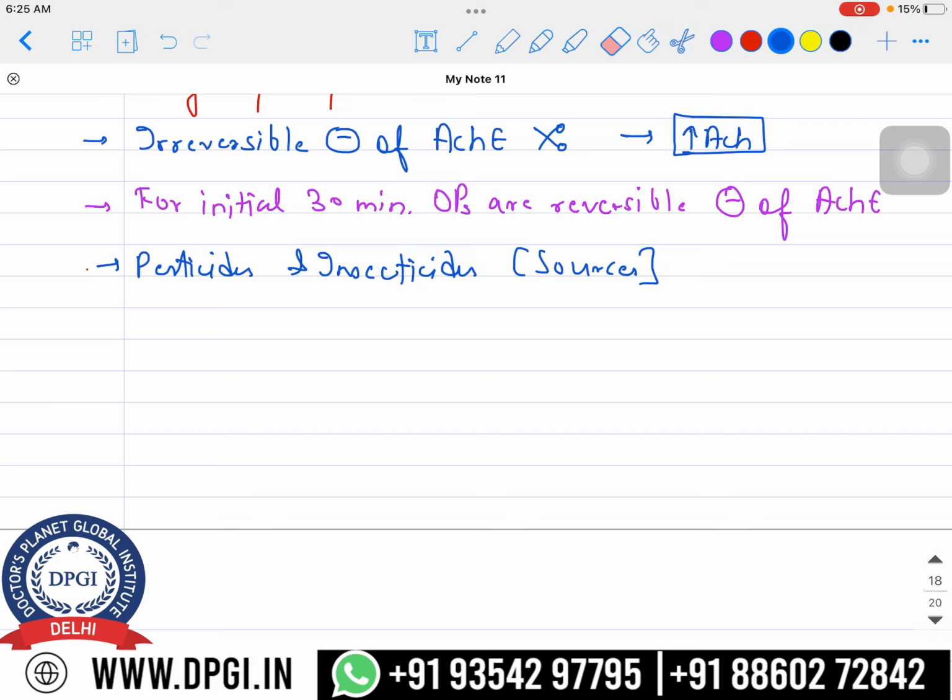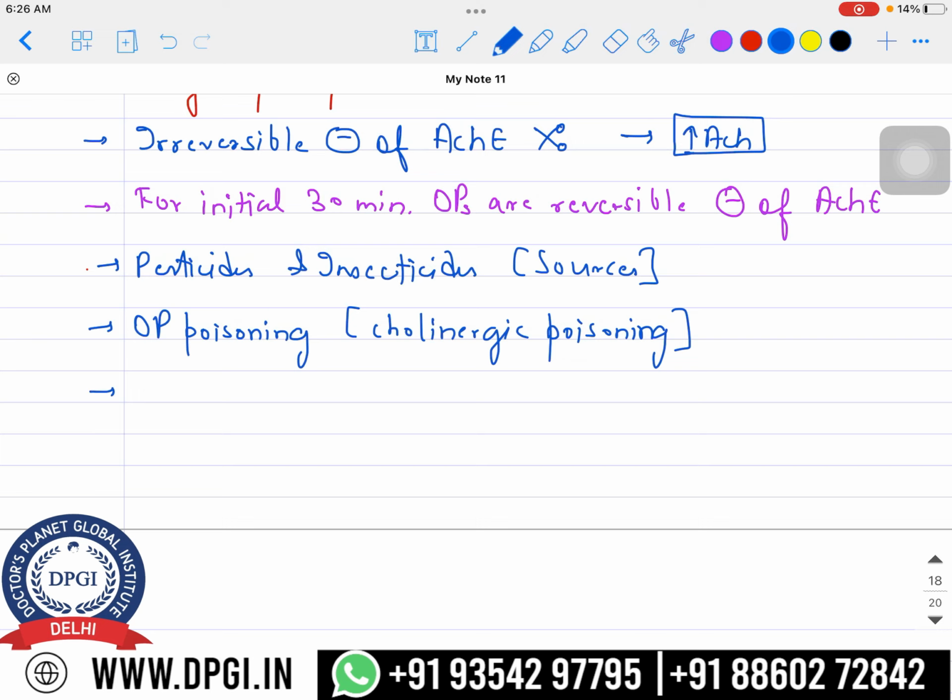Pesticides and insecticides, they might be the sources of this, right? So if the patient is coming up with OP poisoning, this can also be called cholinergic poisoning, right? So I'm just writing over here, OP poisoning can also be called cholinergic poisoning. And what will be the symptoms? I just told you those symptoms will be there, right? M1, M2, M3 receptors, these symptoms will be there in the patient.